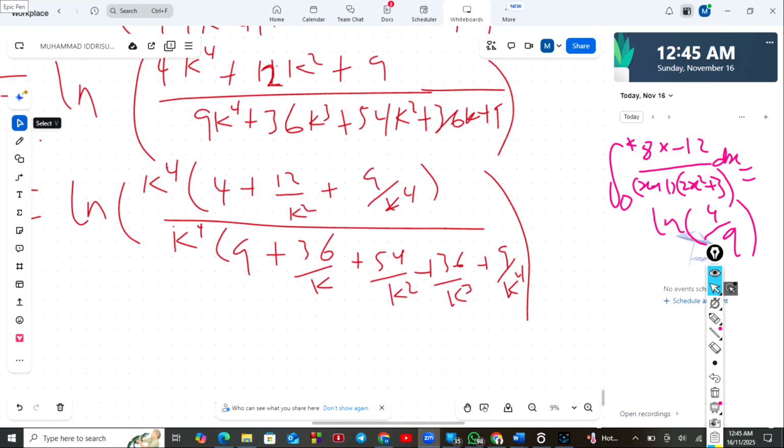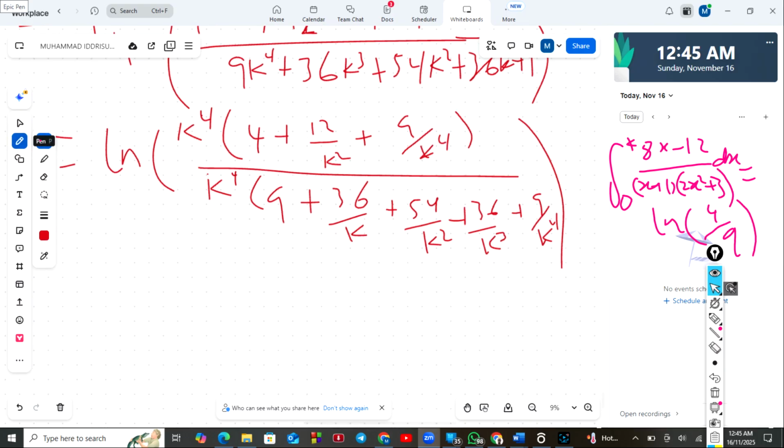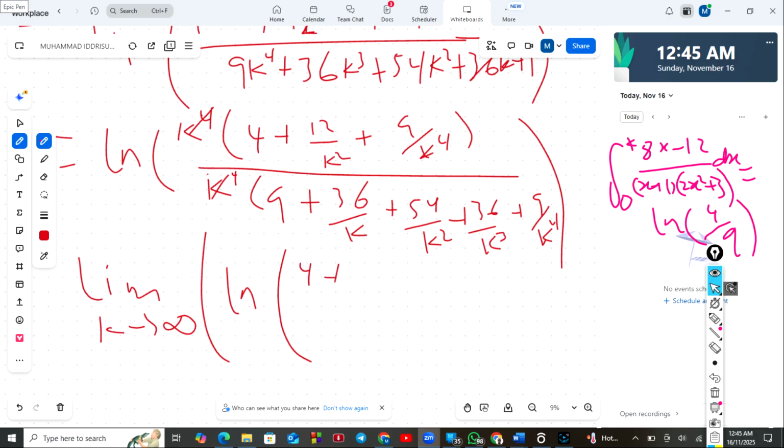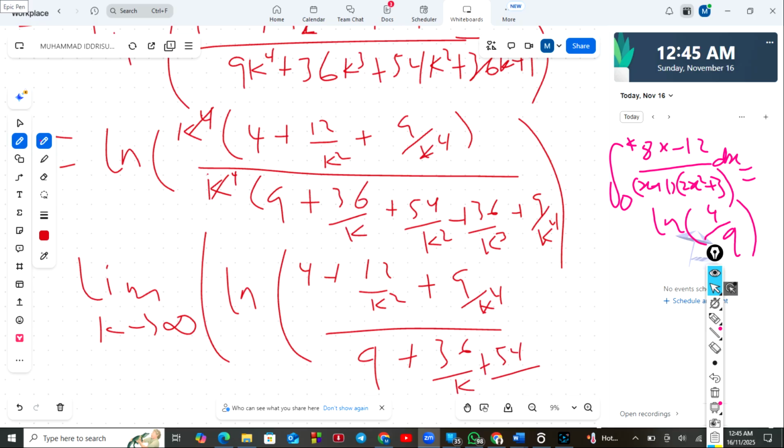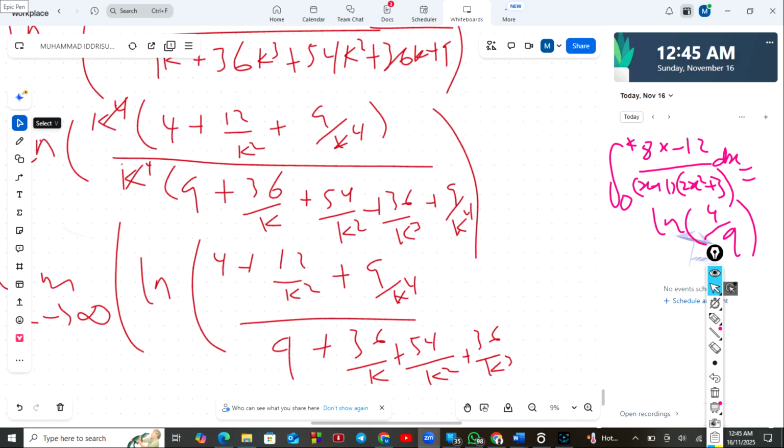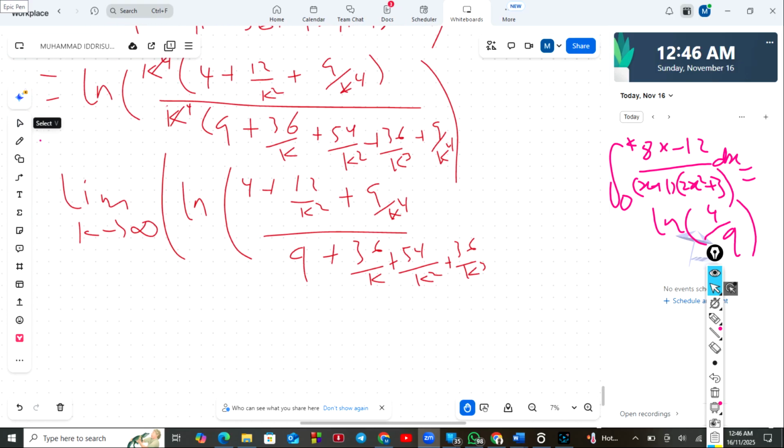Okay, so the limit as k approaches infinity of the logarithm function of, these k⁴ terms will just cancel out, leaving 4 plus 12 over k² plus 9 over k to the power 4, all over 9 plus 36 over k plus 54 over k² plus 36 over k³ plus 9 over k to the power 4.